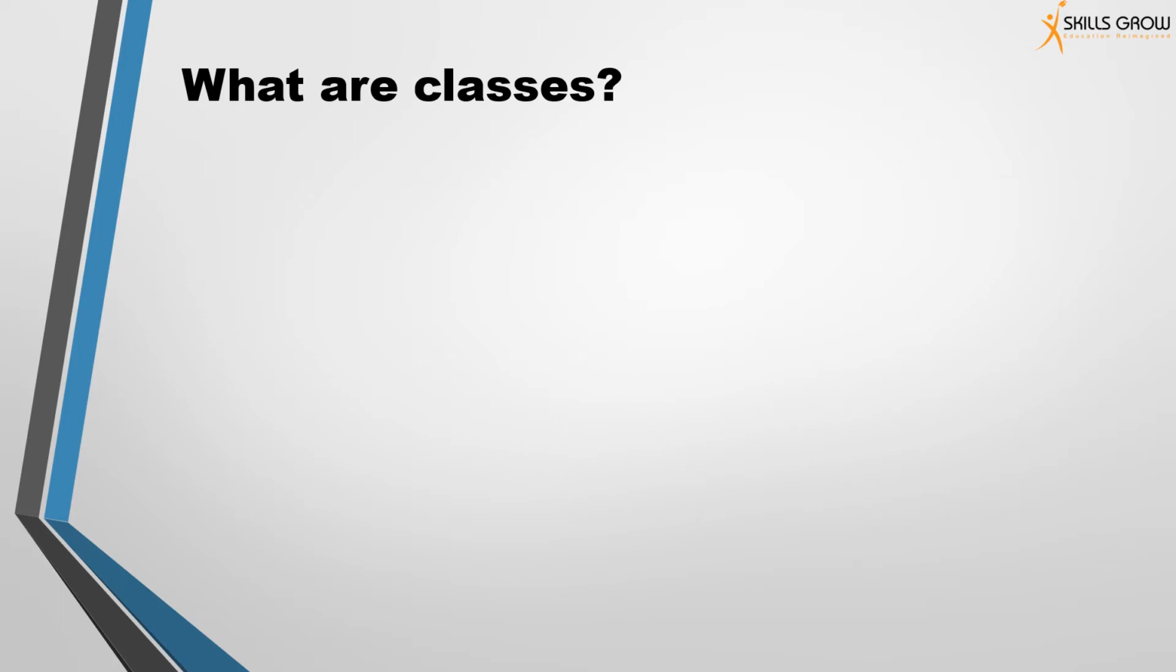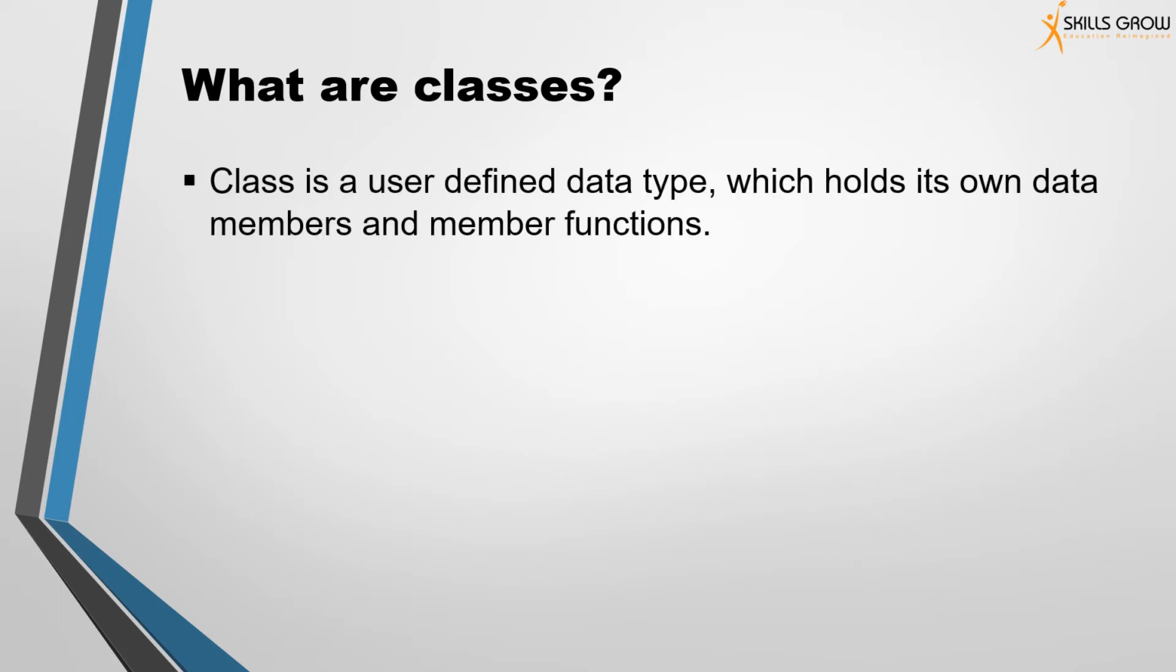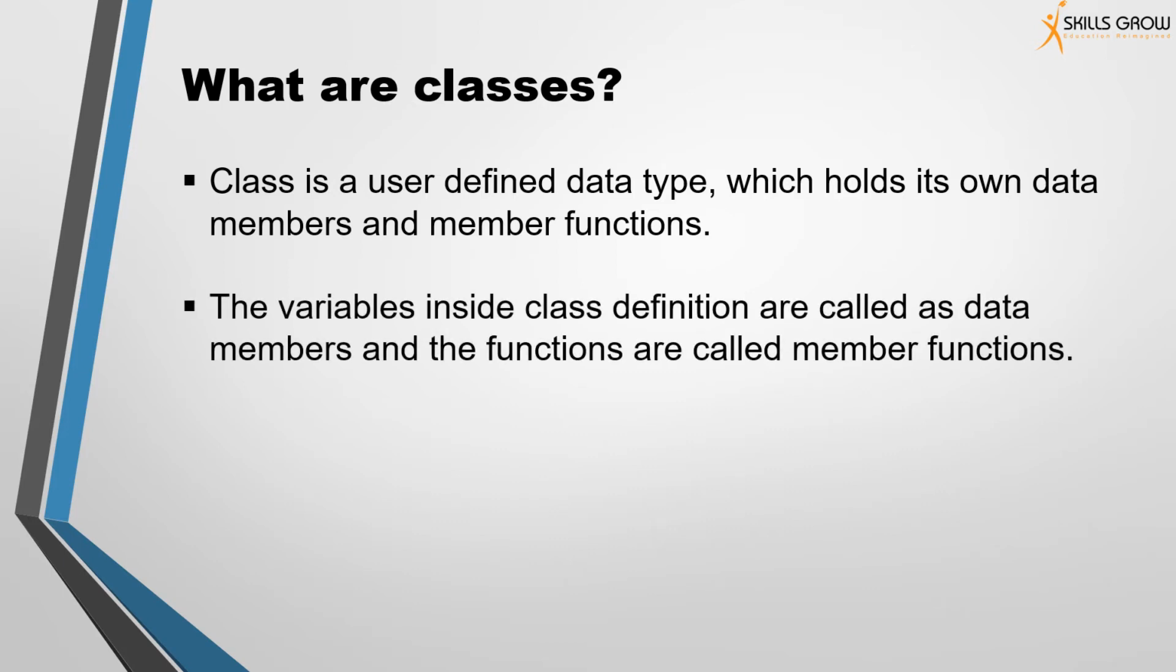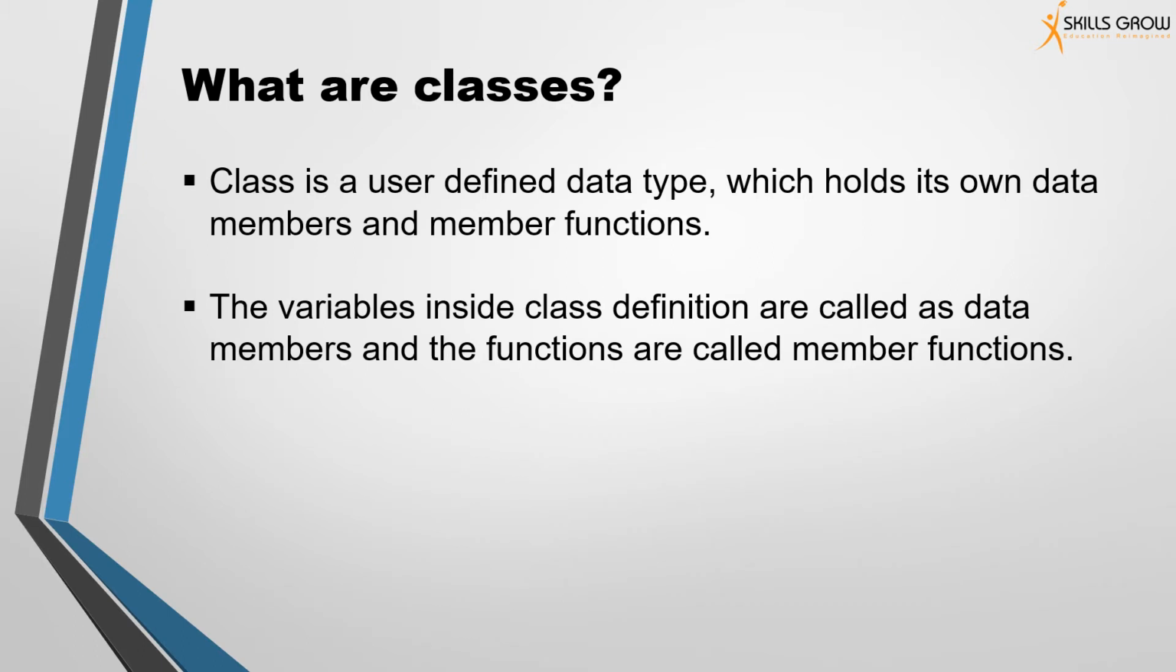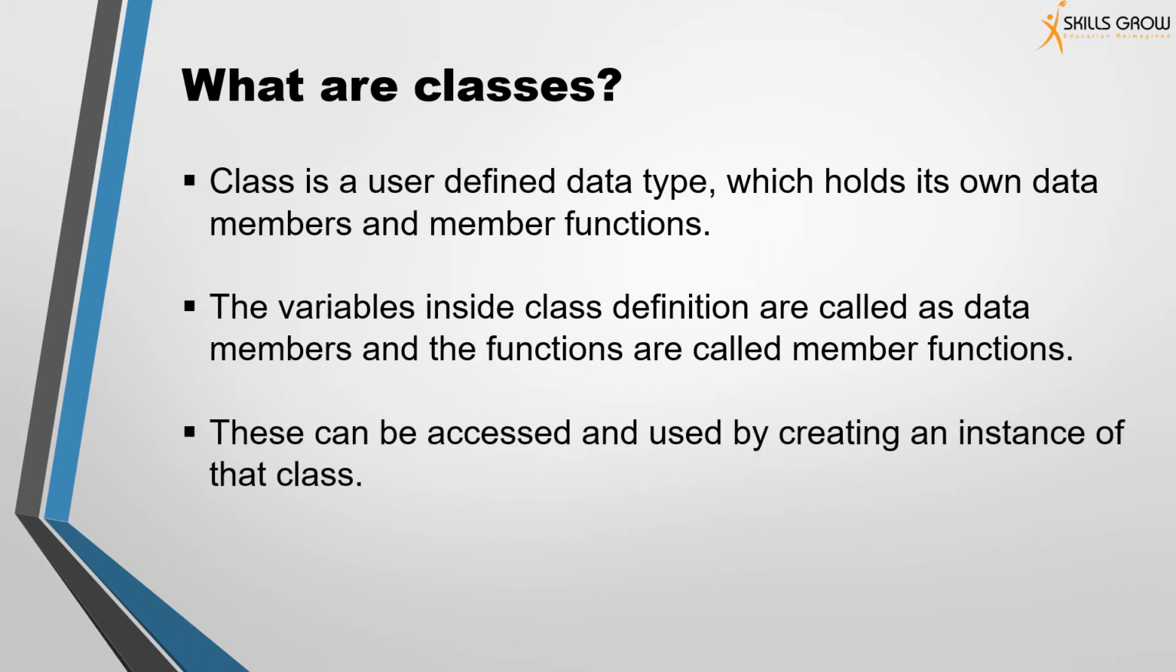What are classes? A class is a user-defined data type, which holds its data members and member functions. Data members are the variables which are private, and the functions are called member functions. In our debit card example, data members are the card information, and the member functions are the ATM options. Classes can be accessed and used by creating an instance of that class. A class is like a blueprint for an object.